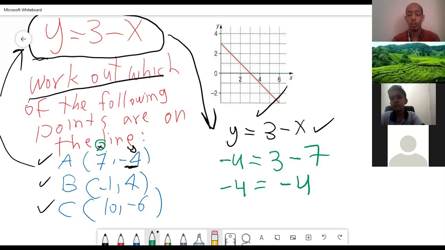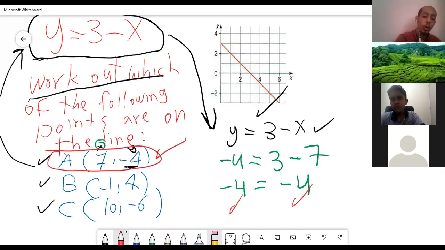Are both sides equal? Yes. So the point A satisfies the function. Satisfying the function means it makes both sides equal. So point A is going to be on this line. It's going to be somewhere here.